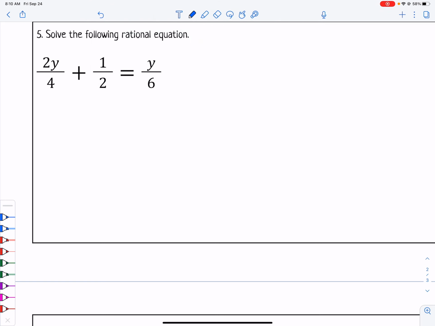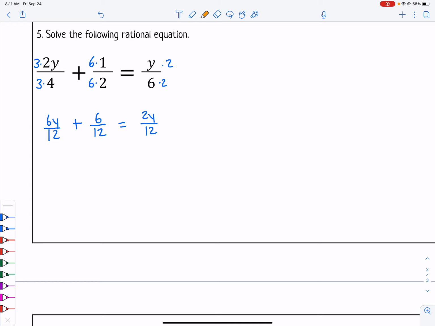We're trying to solve the rational equation, but this one has more than one fraction involved on one side, so we cannot just cross multiply. We've got to figure out what the least common denominator would be between all three. So we got 4, 2, and 6. We could turn all of those into 12 with the least amount of work needed. So let's multiply this first one by 3, and we would get 6y over 12. Multiply the second one by 6, so we get 6 over 12. And multiply this third one by 2, so we get 2y over 12.